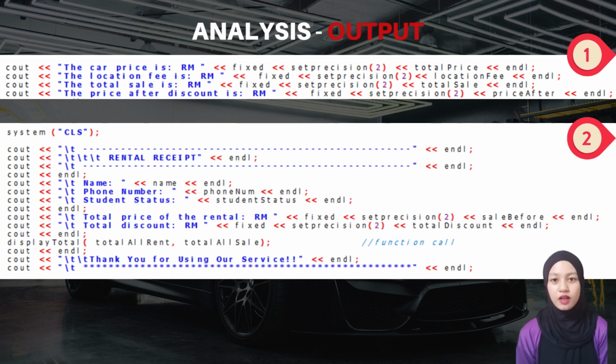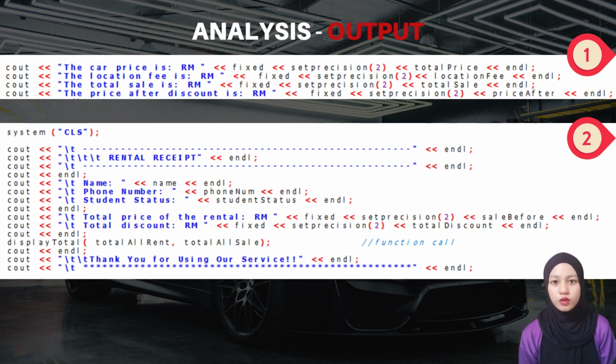Lastly, the analysis output. The output is divided into two. The first output will be displayed after each rental is made, which includes the variables total price, location fee, sale before, and price after. The second output is the rental receipt that will be displayed after the user enters N to terminate the process. Only the second output will be displayed at the end of the program, without including the first output, using the system CLS command.